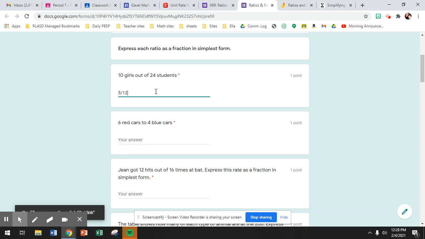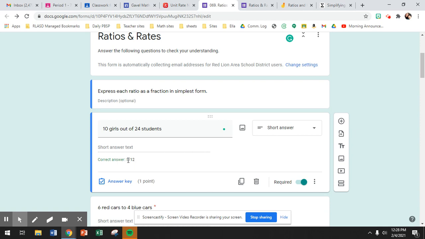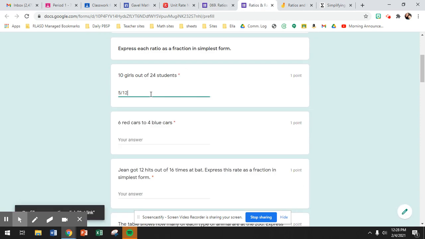So 6 red cars to 4 blue cars. Go ahead. This is what I need from you. Yep, so the answer there is 5/12 because the rate is just a fraction. So 6 ABC 4, and hit enter. And that will be your answer.